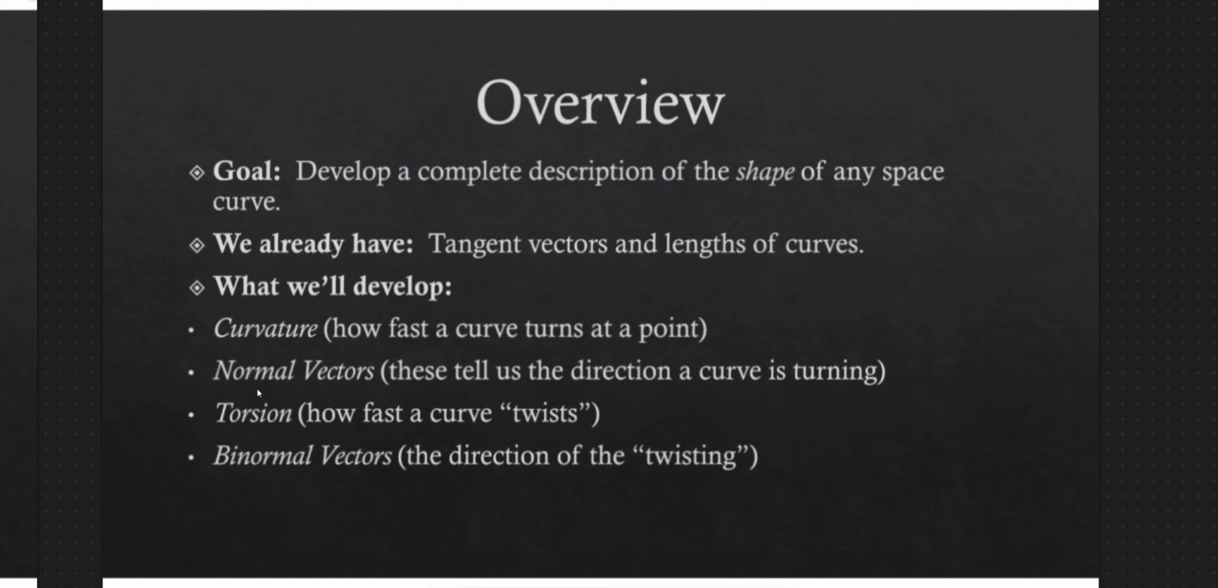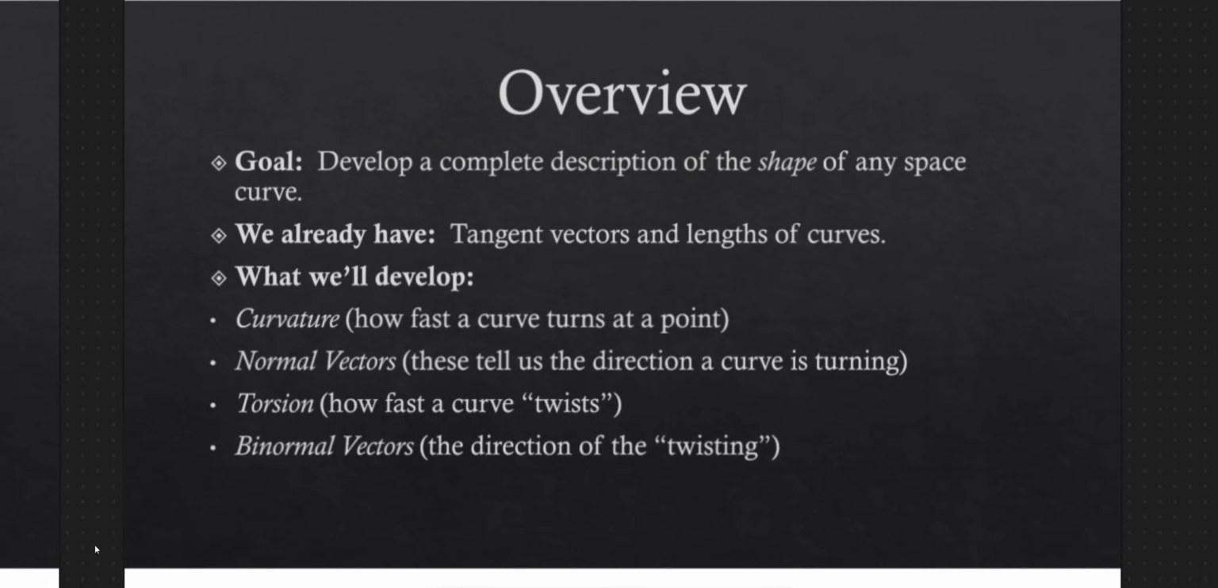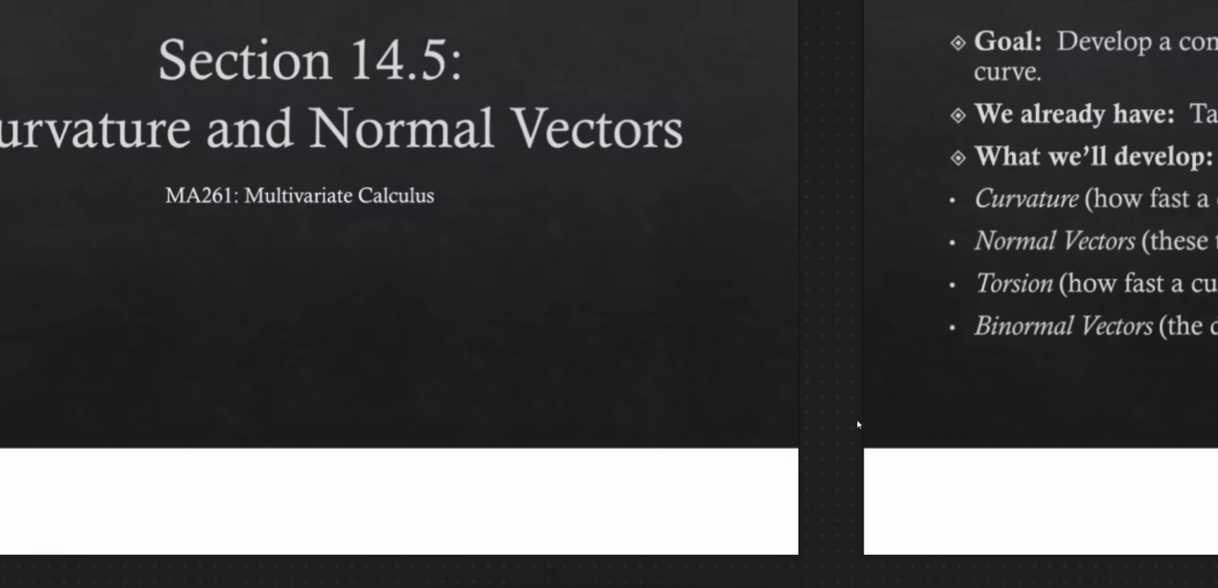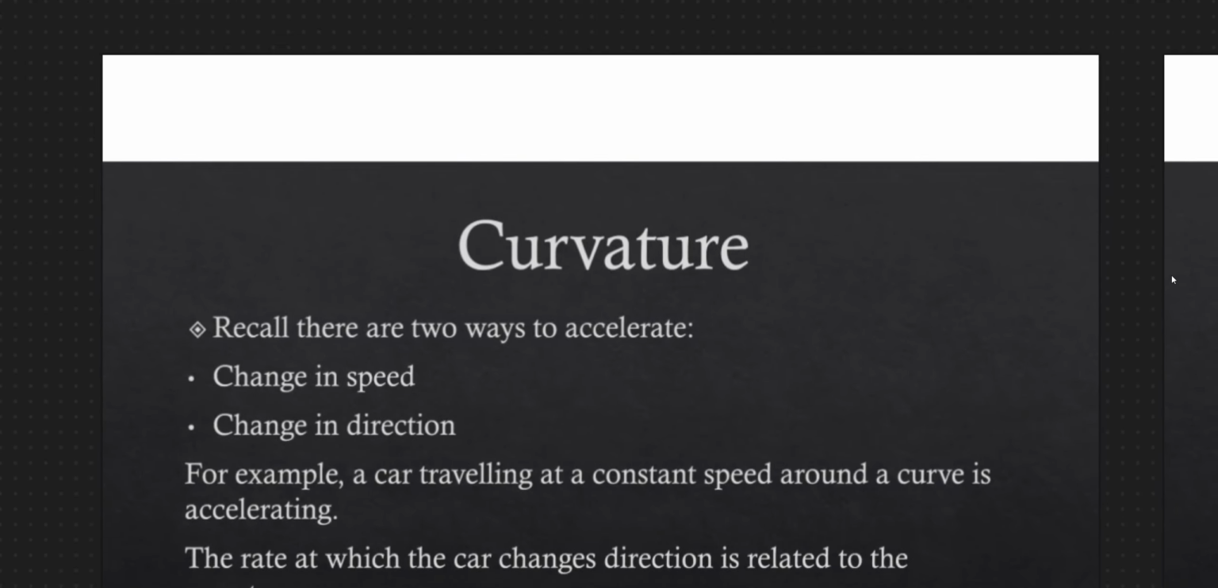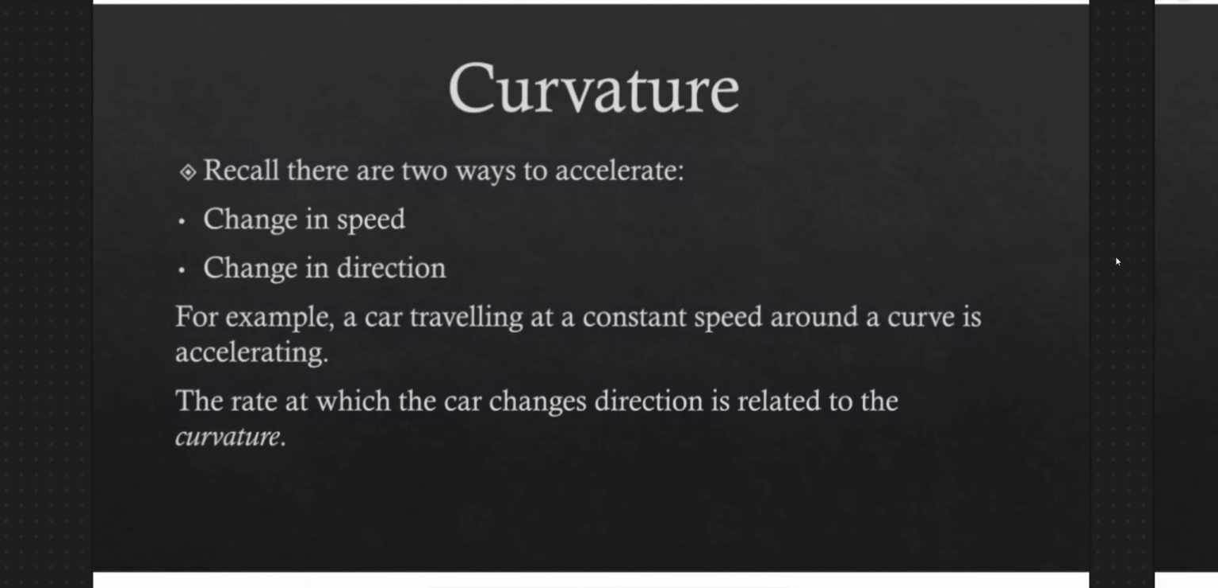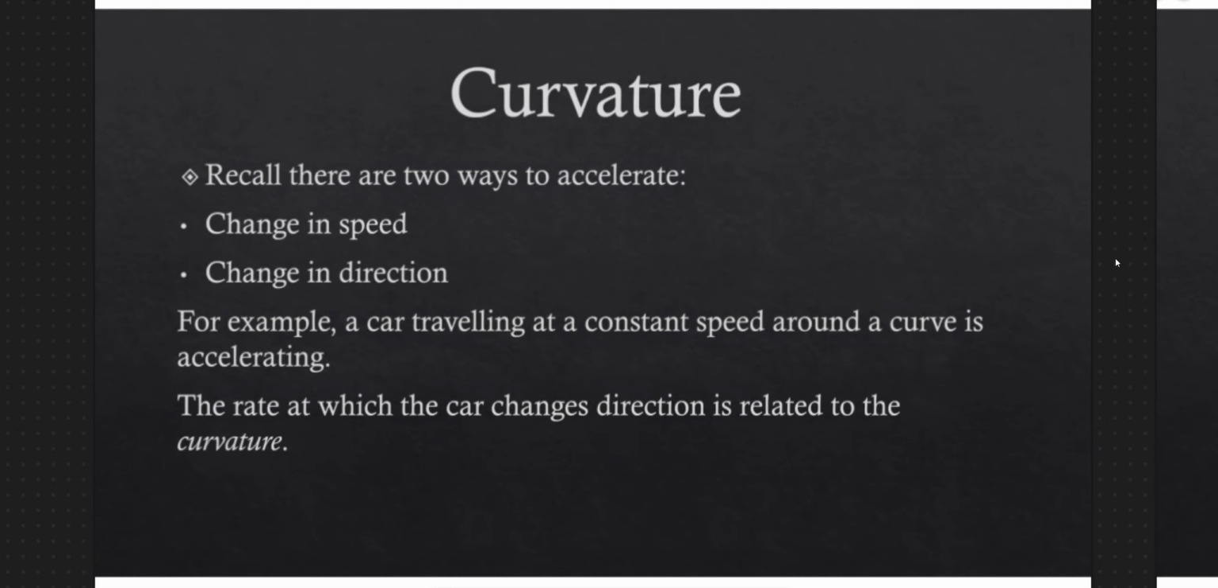Like I said, we're going to first start off with curvature. So we want to understand how quickly, how fast a curve turns at any point on the curve. I'll remind you that if we're imagining an object moving along this curve, so the curve is the object's trajectory, remember that an object can accelerate in two different ways. Acceleration can come from a change in speed, if we're accelerating along the trajectory, or if the trajectory is curving, then that is also an acceleration. That's an acceleration due to a change in direction, right?